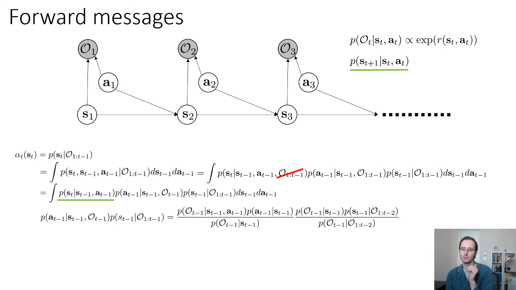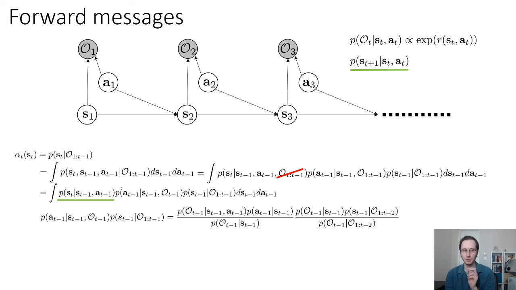When I apply Bayes' rule to the second quantity, p of st minus 1 given o1 through t minus 1, I'm actually going to flip just the ot minus 1 part on the left side of the conditioning bar, put st minus 1 on the right side, but then I'll keep o1 through t minus 2 on the right side of the conditioning bar. And when I do that, I get p of ot minus 1 given st minus 1, p of st minus 1 given o1 through t minus 2, and then a denominator which is p of ot minus 1 given o1 through t minus 2.